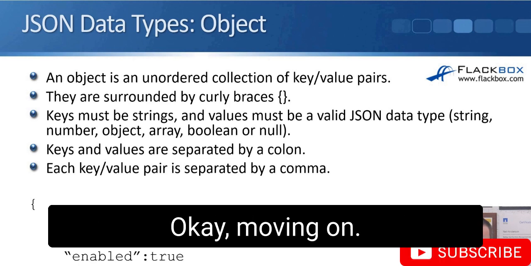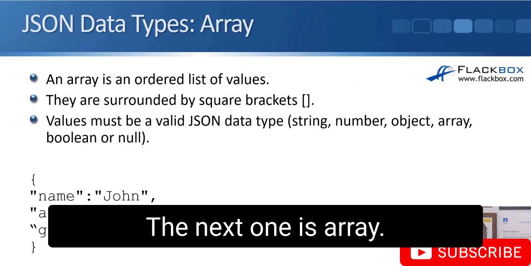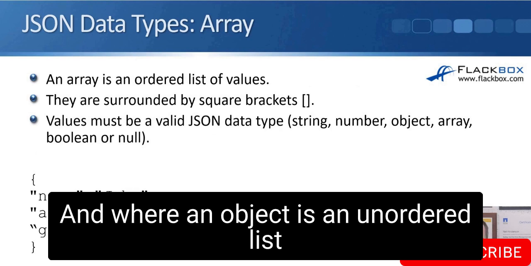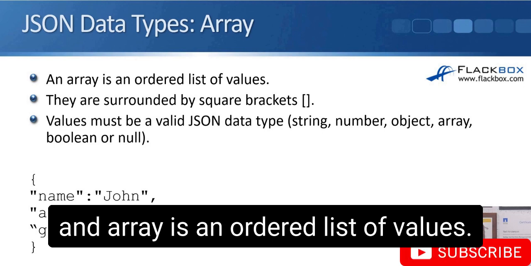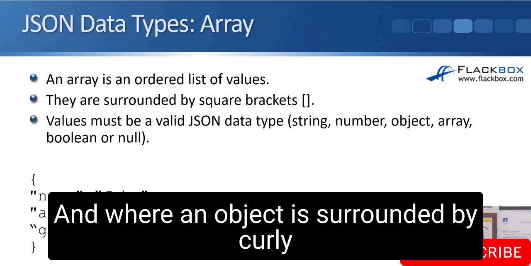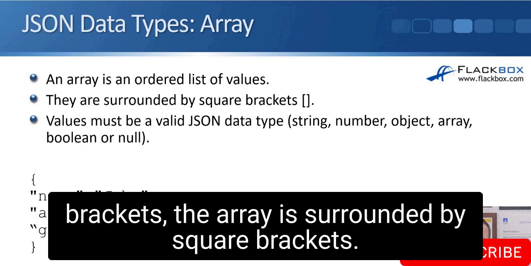Okay, moving on. The next one is array. And where an object is an unordered list, an array is an ordered list of values. And where an object is surrounded by curly brackets, the array is surrounded by square brackets.